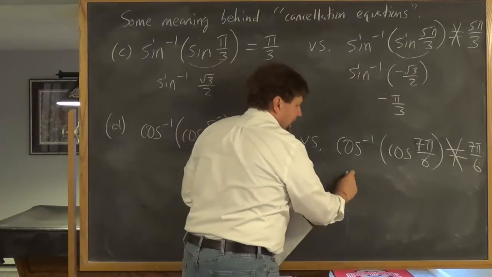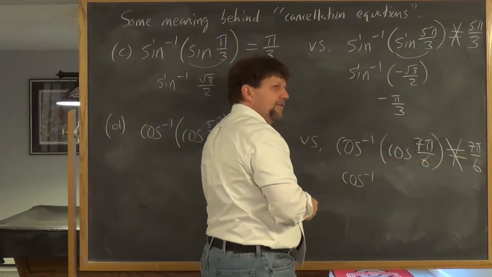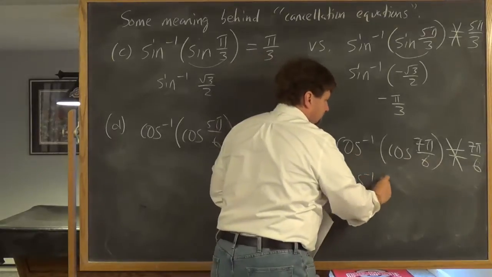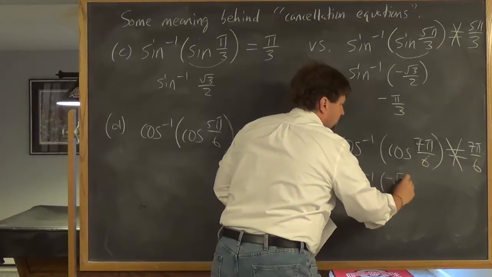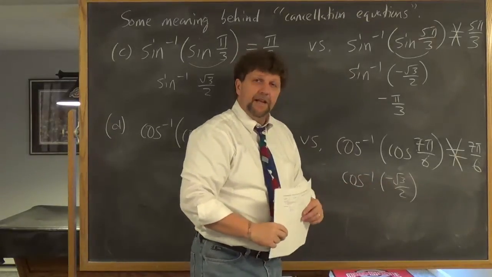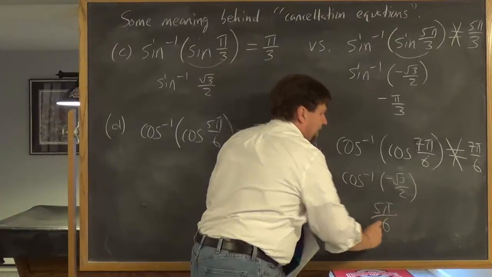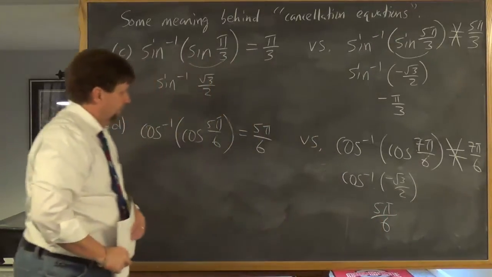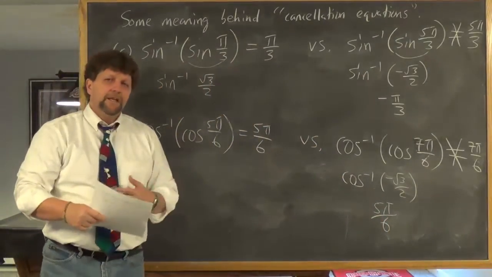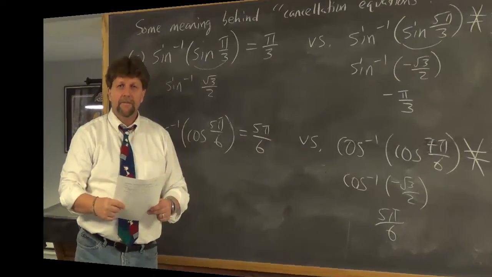But we can still just do this problem. I mean, if we just kind of take it a step at a time, cosine of 7 pi over 6, that's negative square root 3 over 2. Inverse cosine of negative square root 3 over 2, well, that is 5 pi over 6. So that's a little bit of a meaning behind these cancellation equations.